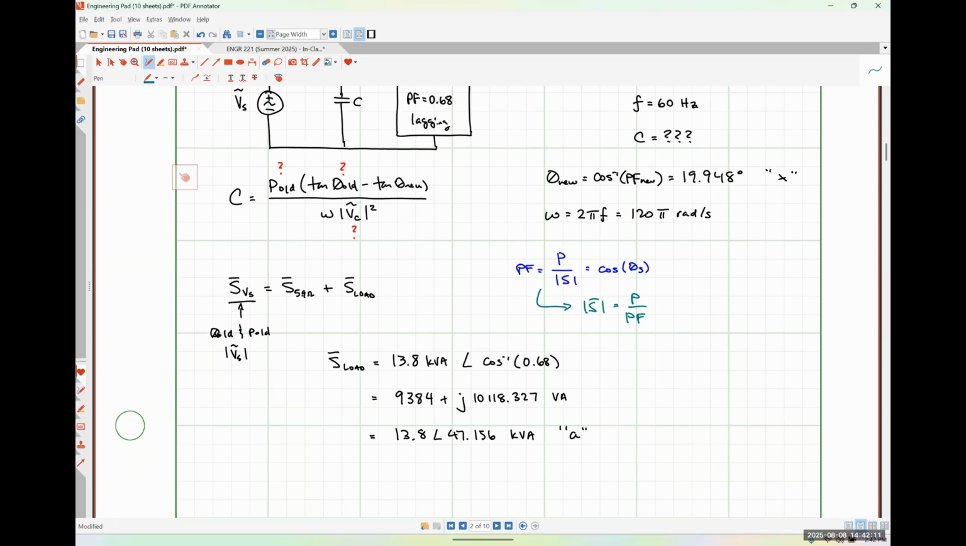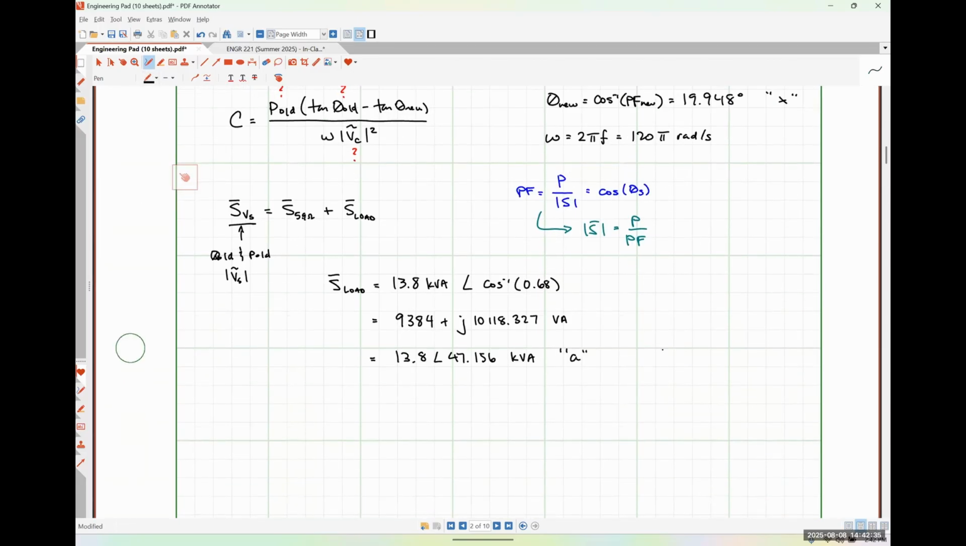So you need to know whether you need to divide by the power factor or not to get your complex power. In this case, because we were provided with apparent power, there was no need for us to do average power over the power factor, because we didn't have an average power to work with. Okay.